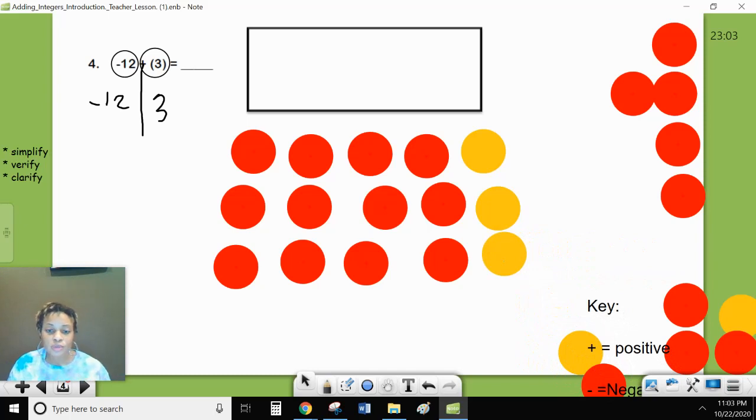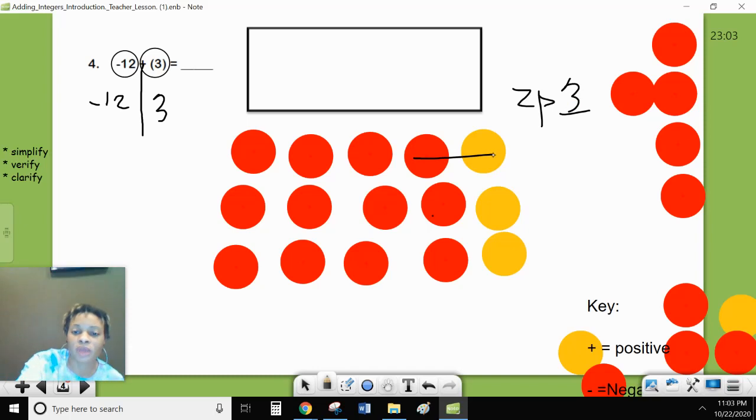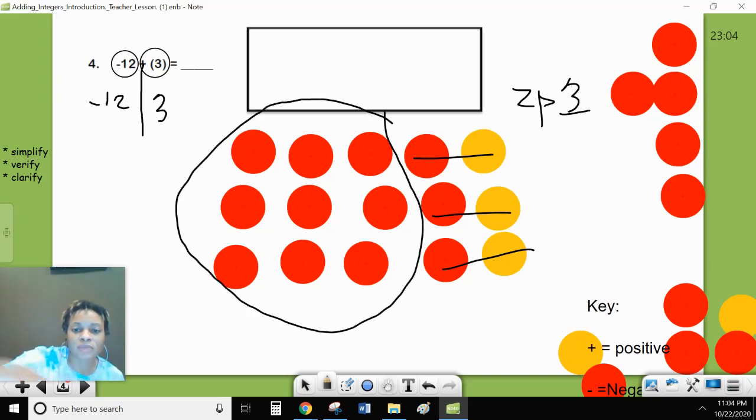So I need to next look for zero pairs, ZPs. How many zero pairs do I see? Well, I know that I see 1, 2, 3 zero pairs. So if I see them, I can remove them. 1, 2, 3. You're out of there. Strike, you're out of there. So what's left? This is what's left. So I'm just going to count up what's left. I see 9 and they're all red, so I know that that is a negative 9 that is left.